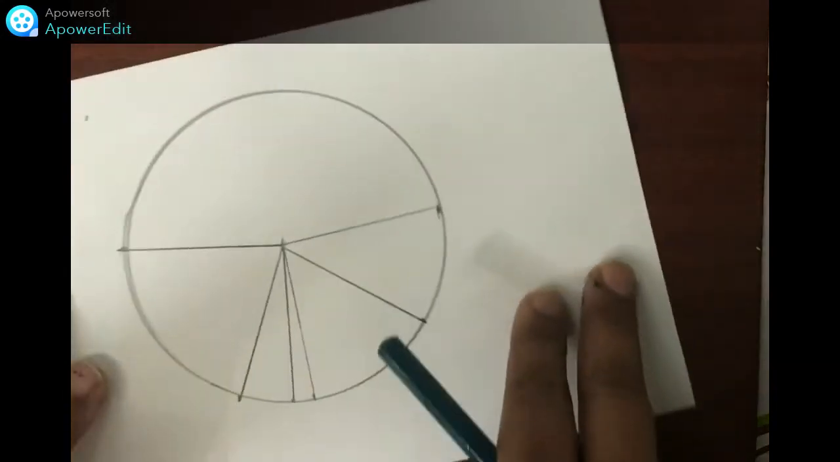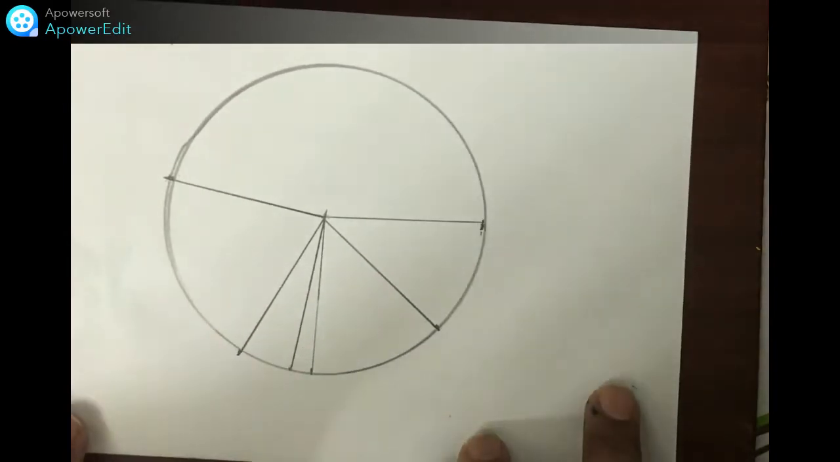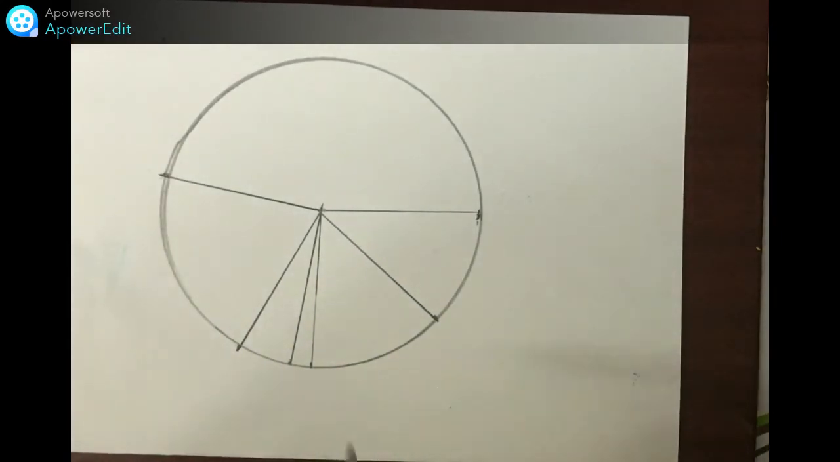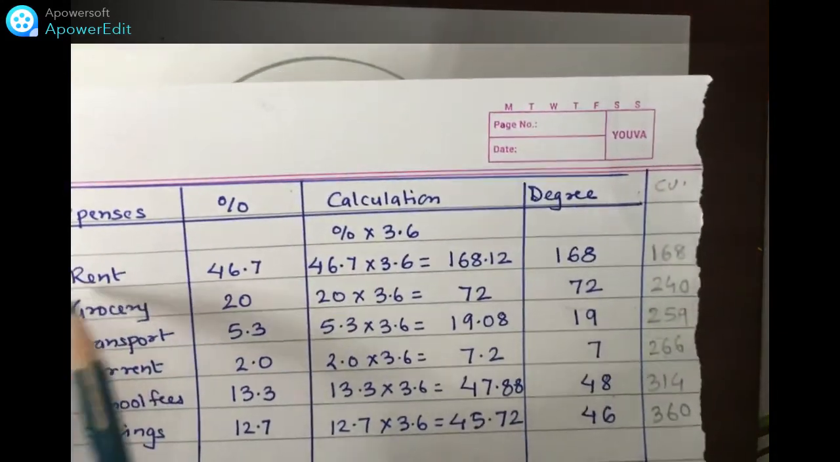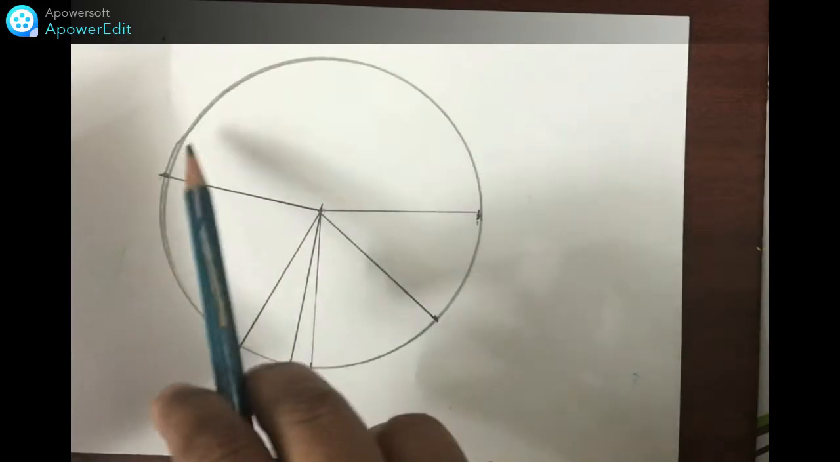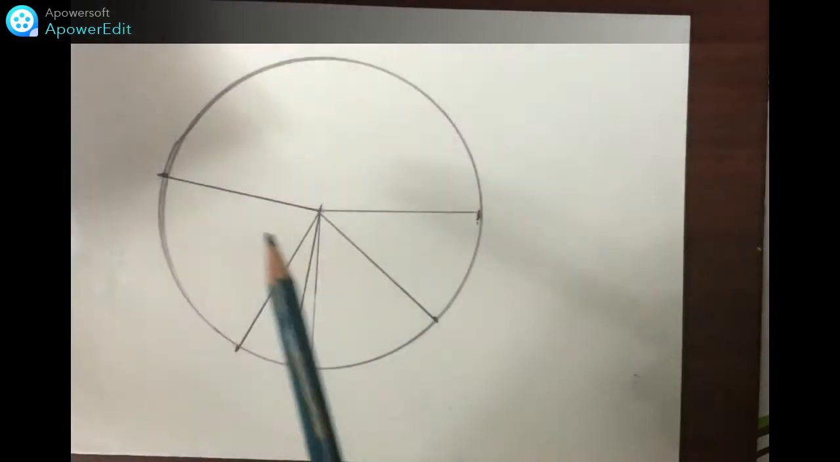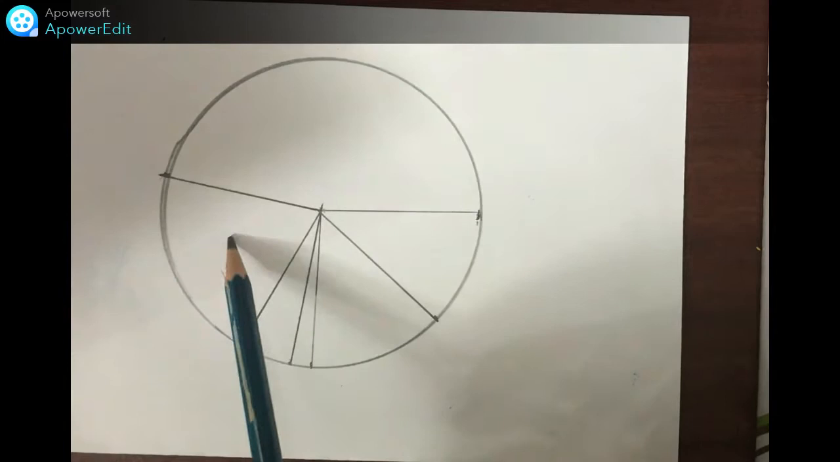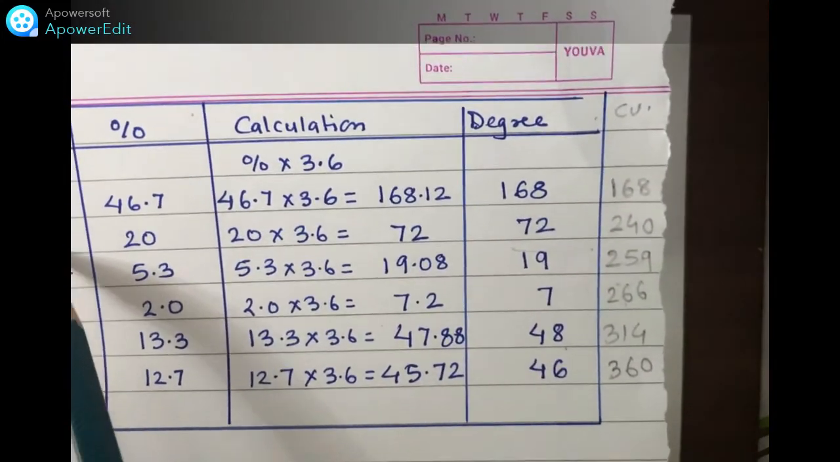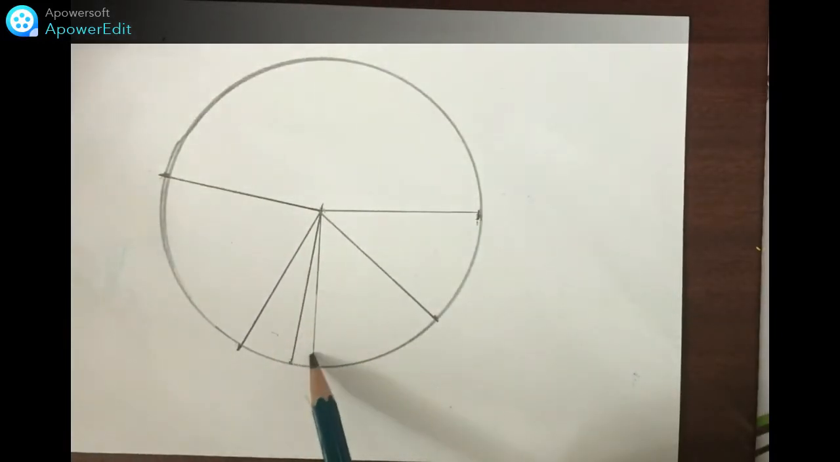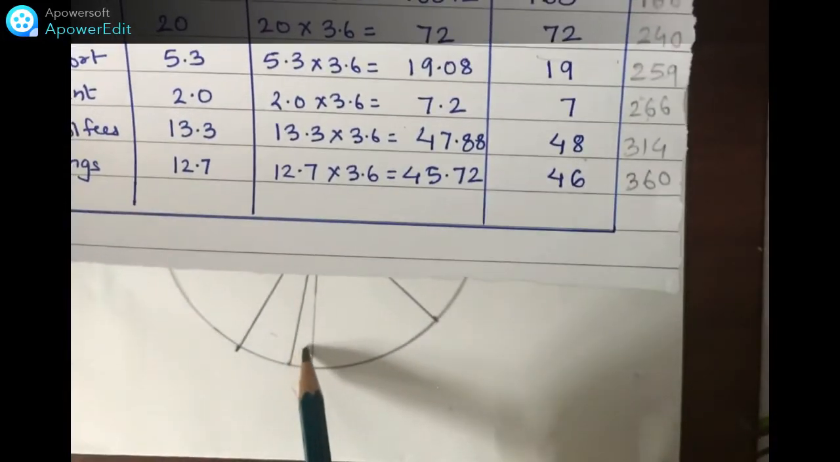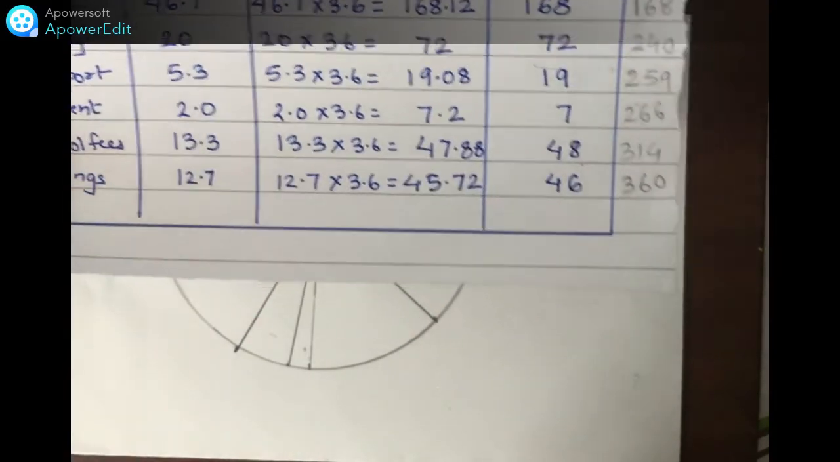So this way we have drawn the pie chart, but it is not yet complete because we have to name them, we have to color them. So what we started with first, the biggest section, that was 168, that was your rent. Okay, so this biggest section is rent. Then the second one we have drawn, it is 72% and it is grocery. The third section is 19%, this one transport, this is 7%, as you can see 7%, and it is current, and so on.